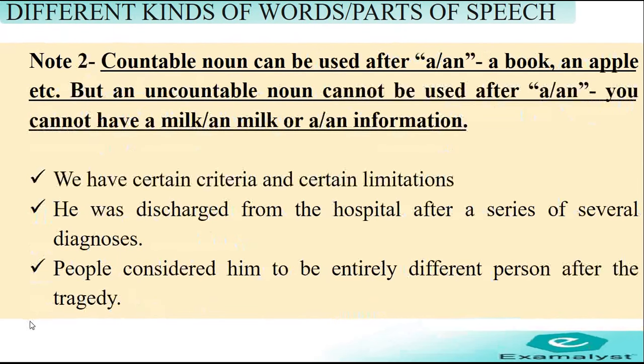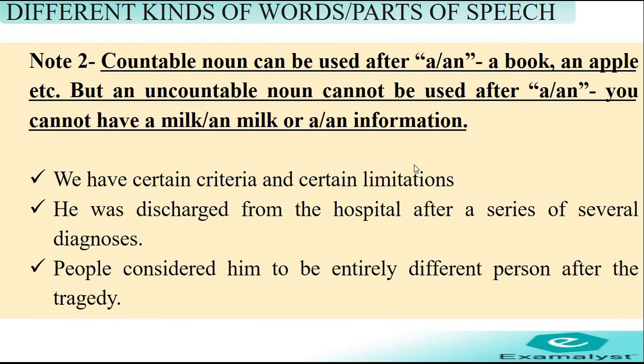Point number 2. Countable noun can be used after a or an, but an uncountable noun cannot be used after a or an. We have certain criteria and certain limitations. Since criteria and limitations both are uncountable nouns, therefore we cannot use a or an before them. Like we have a certain criteria and a certain limitations.